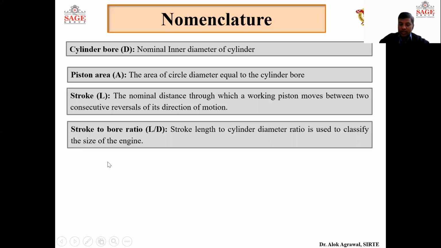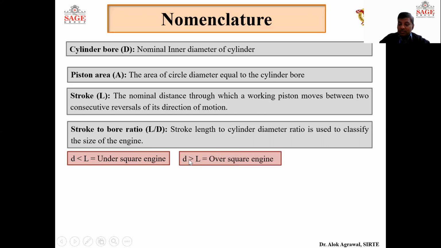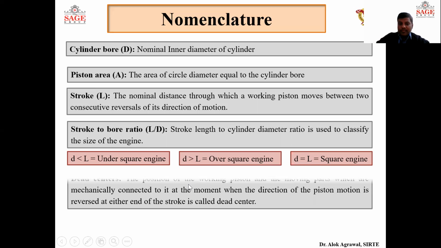Next is stroke to bore ratio. Stroke length is denoted by L and bore diameter is denoted by D. So this L by D is called the stroke to bore ratio, and it is very important because it defines the type of engine. If the bore diameter is less than the stroke length, we call it an under square engine. When the bore diameter is more than the stroke length, we call it an over square engine, and when they are equal, we call it a square engine. This terminology is used when we solve numericals later on.